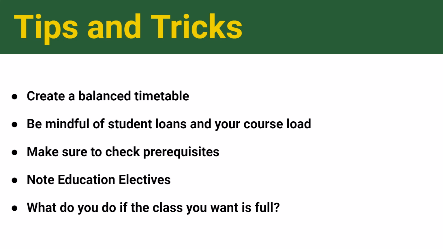If you're taking out loans, you'll want to consider if you're part-time or full-time. A part-time student is someone that takes 1 to 2 courses per semester, and full-time is a student that takes 3 to 5 courses per semester.